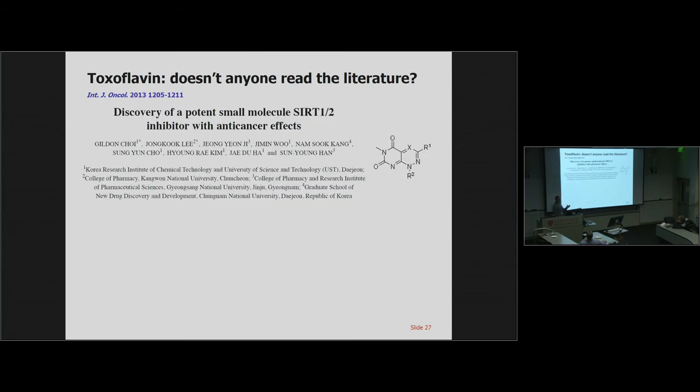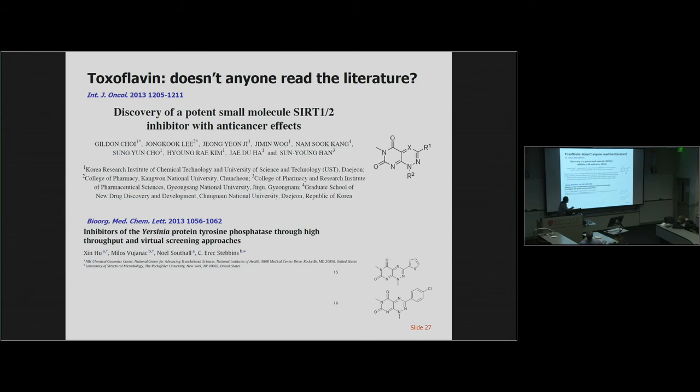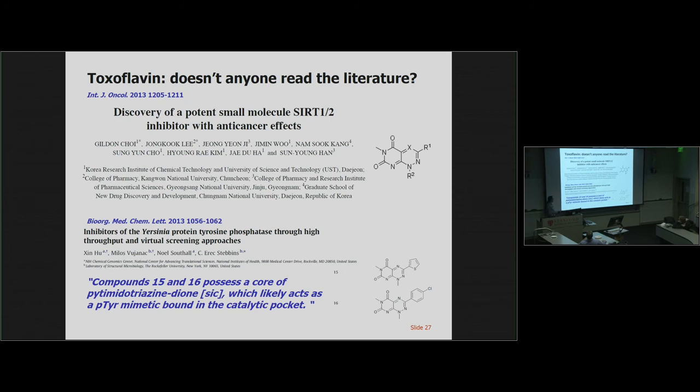CERT1 was a big target a few years back, and of course toxaflavin or hydrogen peroxide inhibits that. One of my favorites is this paper. They did computational screening and identified toxaflavin analogs as inhibitors of a different protein tyrosine phosphatase. Again, a protein that has an active site cysteine, and they actually went so far as to misspell the pharmacophore here and suggest that it acts as a phosphotyrosine mimetic.